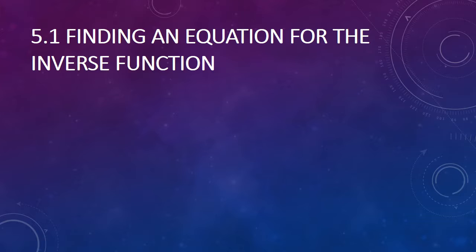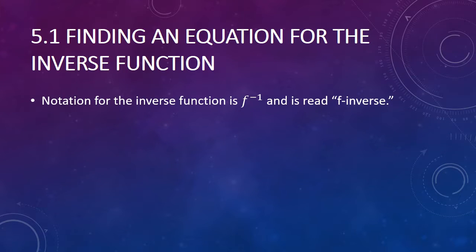Now we're going to look at how to find the equation for the inverse of a function. First of all, the notation for an inverse is the name of the function, like f, with a little minus 1 superscript. Now that does not mean f to the negative 1 power. It does not mean to put 1 over it, and it's read f inverse.